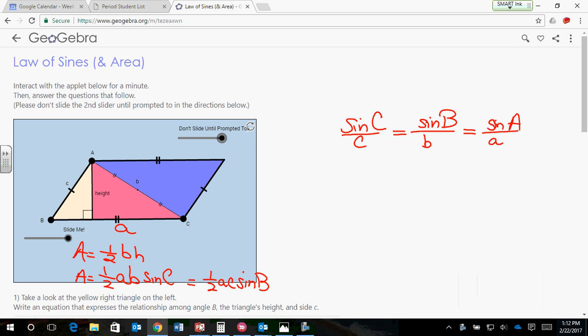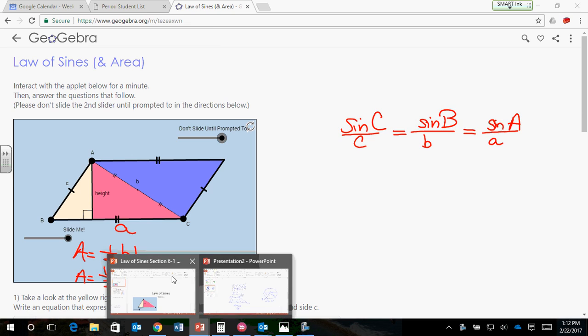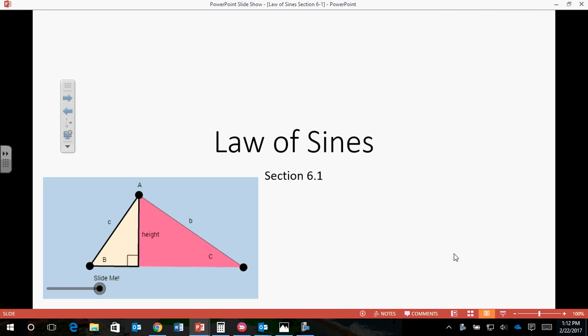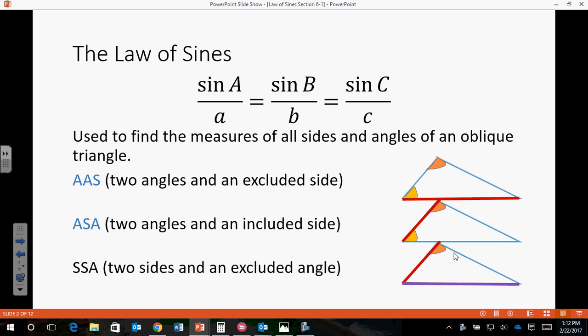All right. So based on what we've discovered, we now know and have derived the law of sines. Nobody had to tell us this. We derived it. So the law of sines says that if you take the sine of angle A and divide it by side A, it should be equal to the sine of angle B divided by the length of side B, which is equal to the sine of angle C divided by side C.